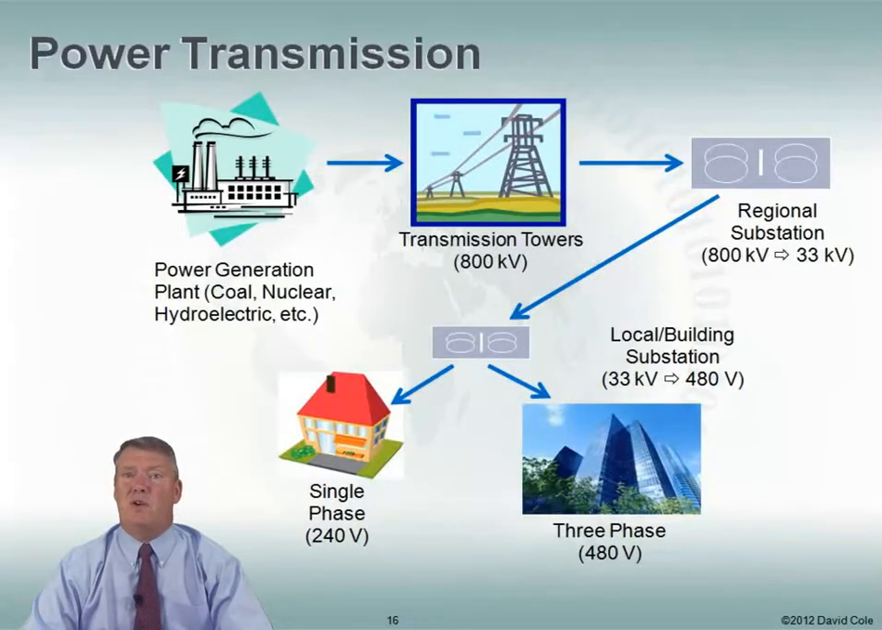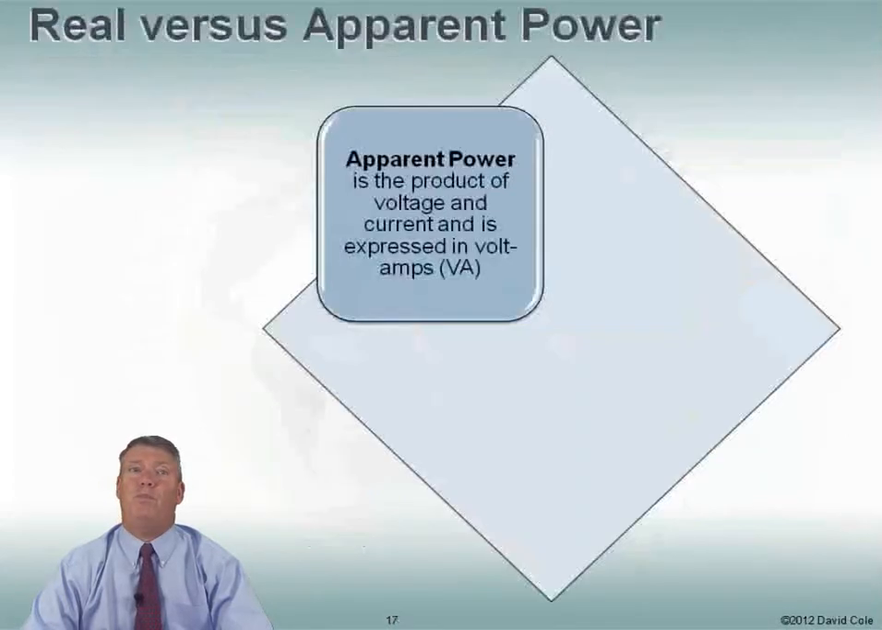Now 33,000 volts, still very high, so we go through a local or a building substation as our next step. And that has another step-down transformer. We're stepping down the voltage from 33,000 volts down to 480 volts. Now at that point, I can run a single phase out to our house at either 120 or 240 volts, or I can run 480 volts out, three-phase, to my building.